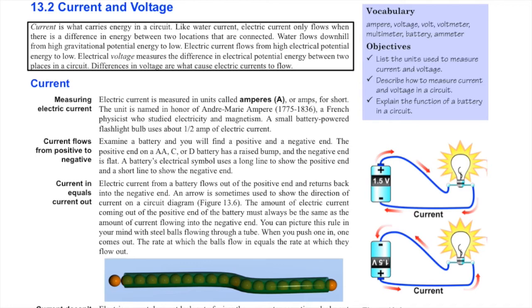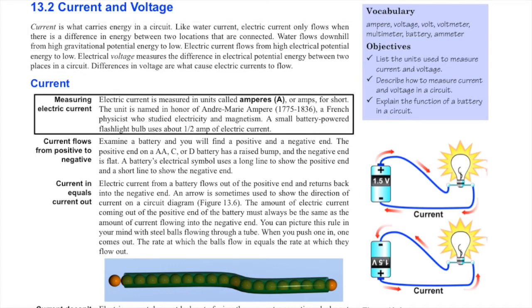Electric voltage measures the difference in electrical potential energy between two places in a circuit. Differences in voltage are what cause electric currents to flow. Measuring electric current. Electric current is measured in units called amperes, or amps for short. The unit is named in honor of André-Marie Ampère, a French physicist who studied electricity and magnetism.